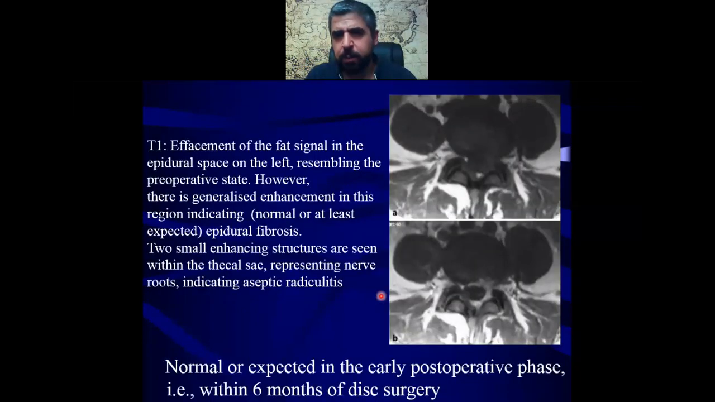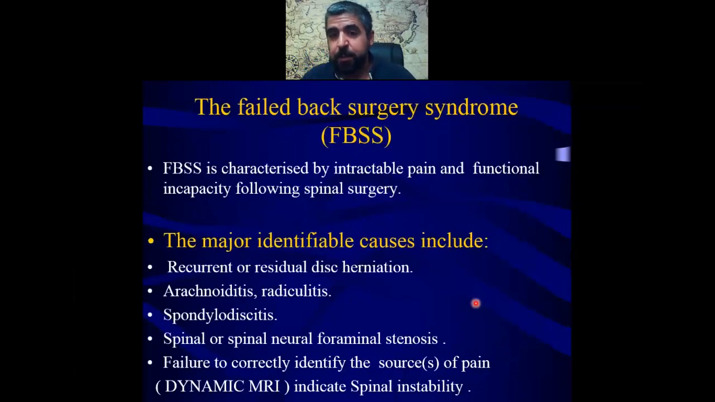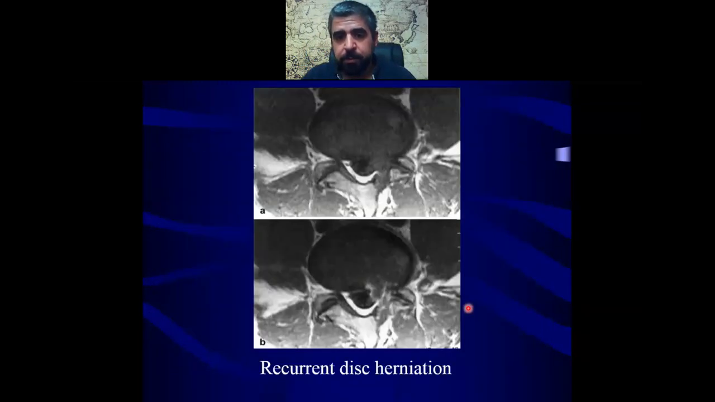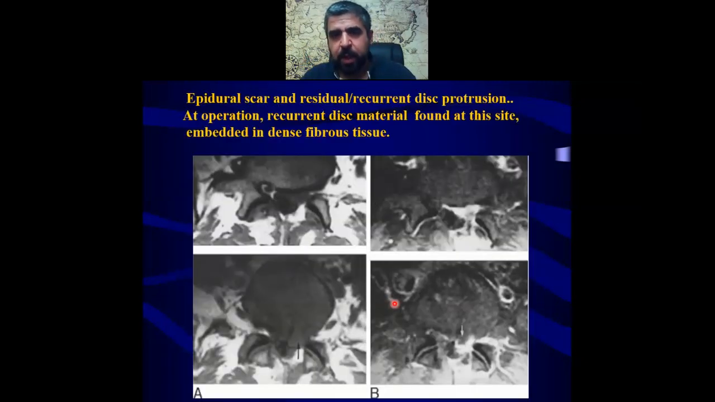like, for example, here, you can see the enhancement is diffuse and homogeneous. This is fibrosis, not disc. This is diffuse and homogeneous, whereas this one is recurrent disc.